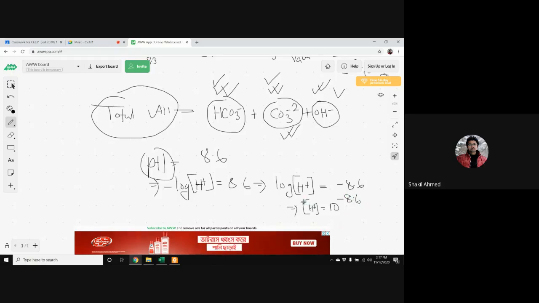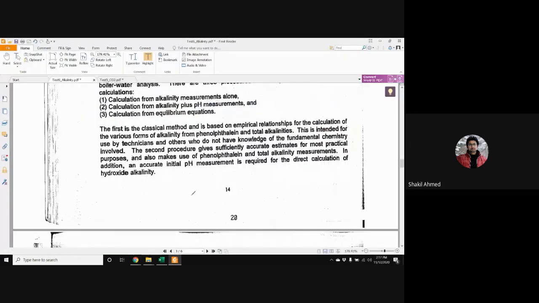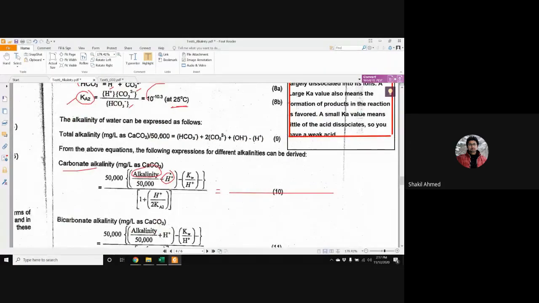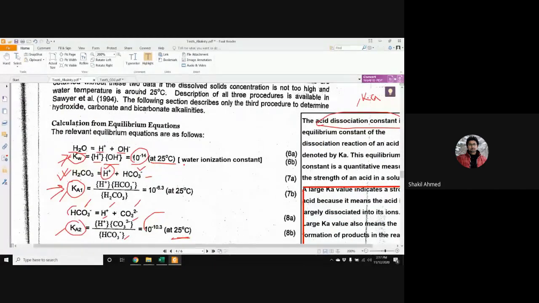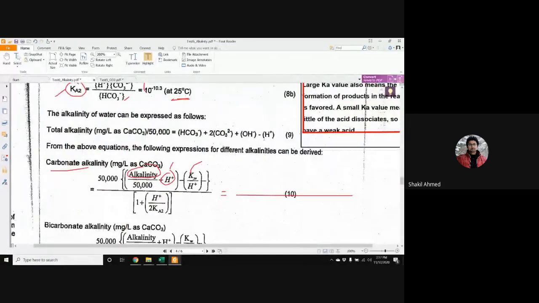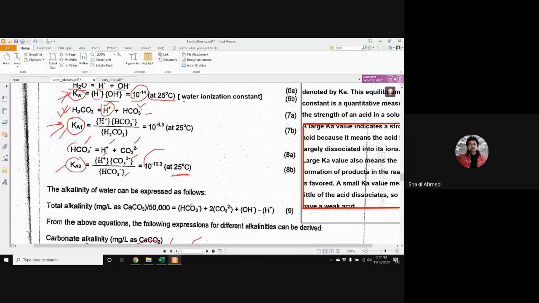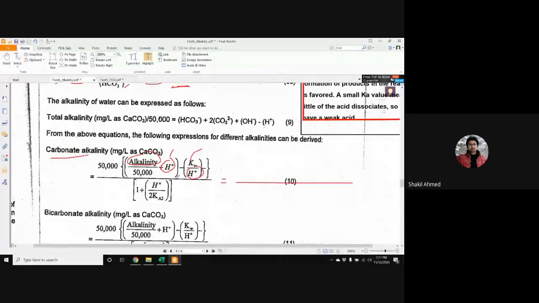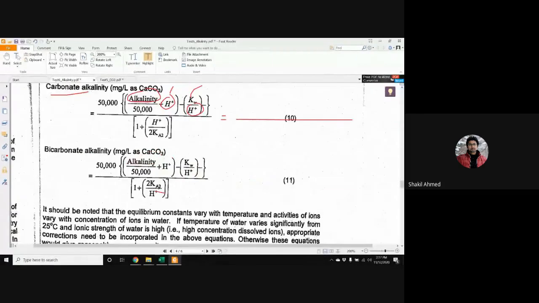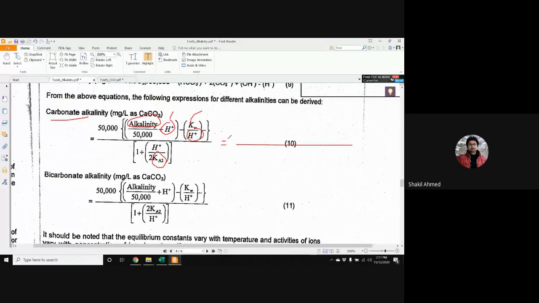So hydrogen ion concentration you know, and you put the value here. Kw at 25 degrees Celsius is 10 to the minus 14. H plus, I just determined. K2 at 25 degrees Celsius for bicarbonic acid is 10 to the power minus 10.3. So all values are known, so you can calculate carbonate alkalinity. Is it clear?